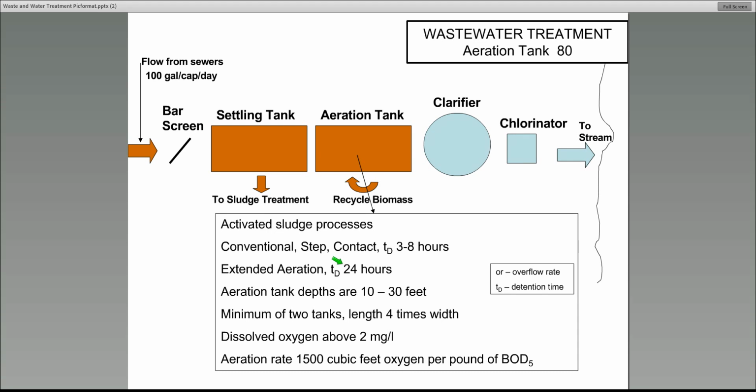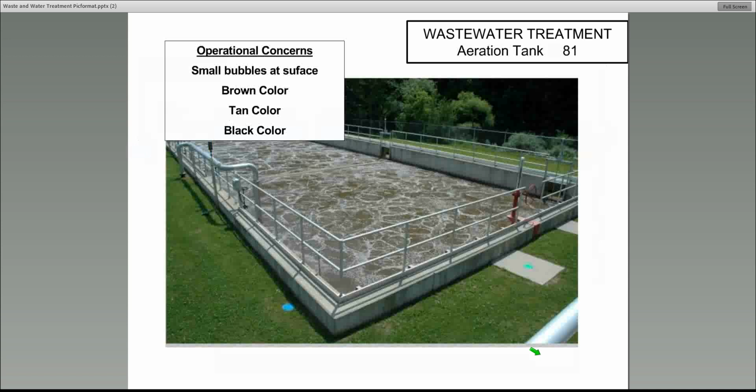Okay, and you have an aeration rate of 1,500 cubic feet of oxygen per pound of BOD5. This is what an activated sludge plant looks like. You have to have handrails, safety rails around all these, because if you fall in this tank, you're going to sink. You're not going to be able to swim.